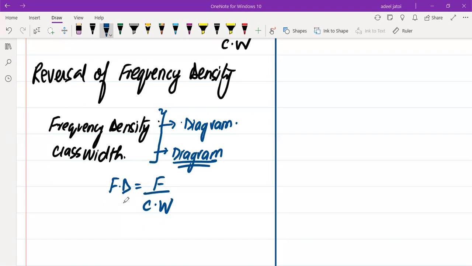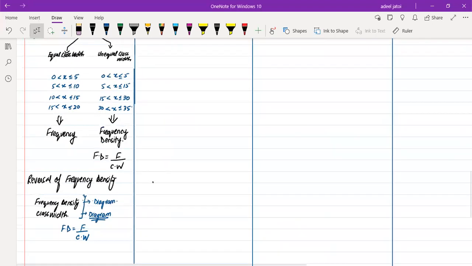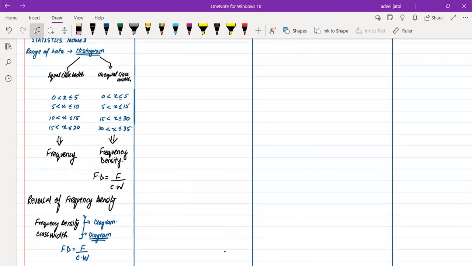Frequency density. And then when you multiply your class width with frequency density, you will get frequency. So your data will be depending upon two things: equal class width or unequal class width. If it is equal class width, it will be depending upon frequency. If it is unequal class width, it will be dependent upon frequency density.